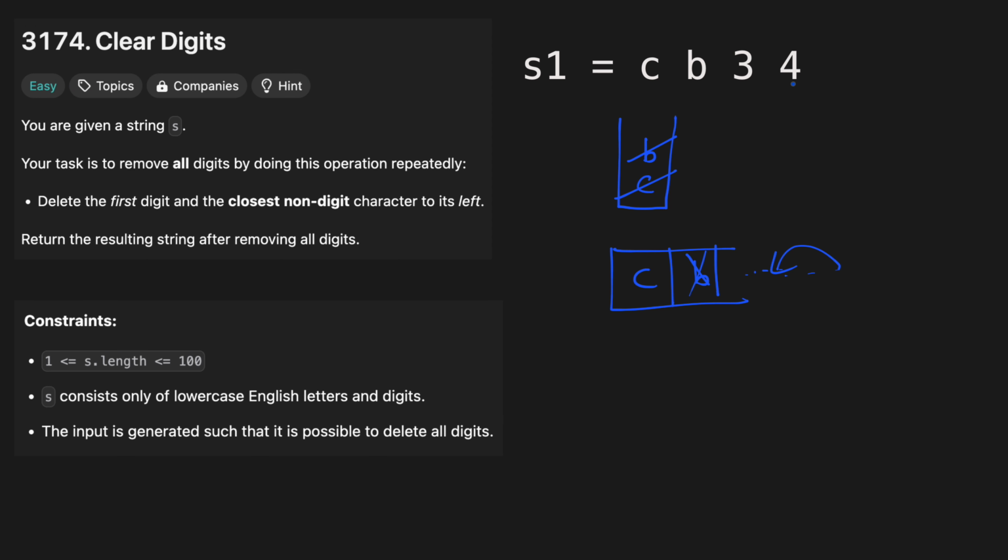Then next character we see is 4, so we delete this C as well. And in the end, once we are done with all the characters, we will return the result or answer string as our answer. And here it is an empty string.